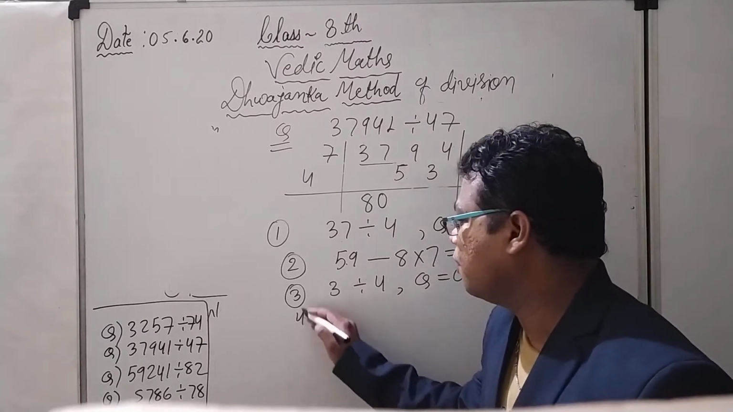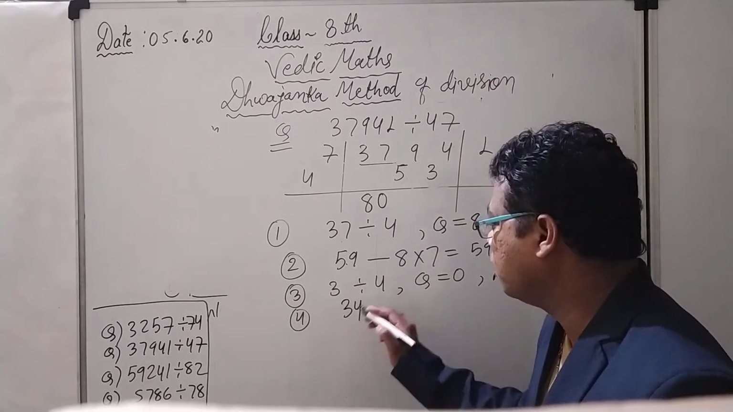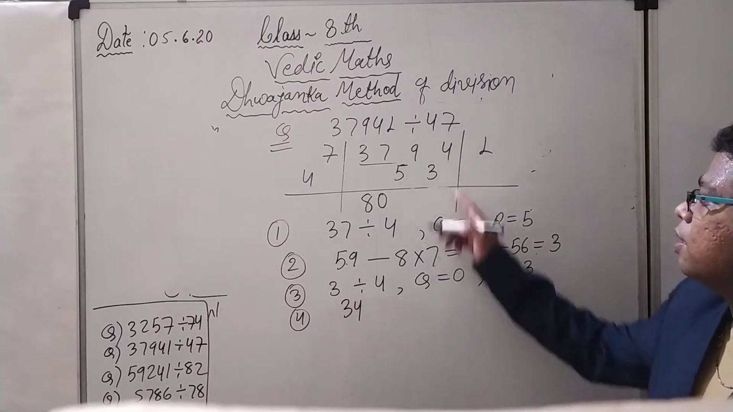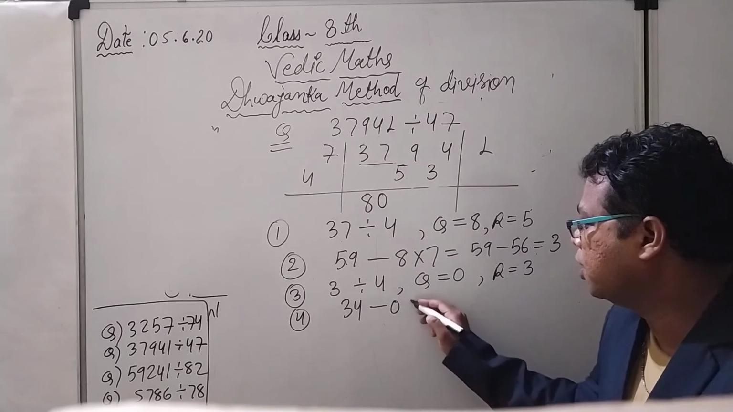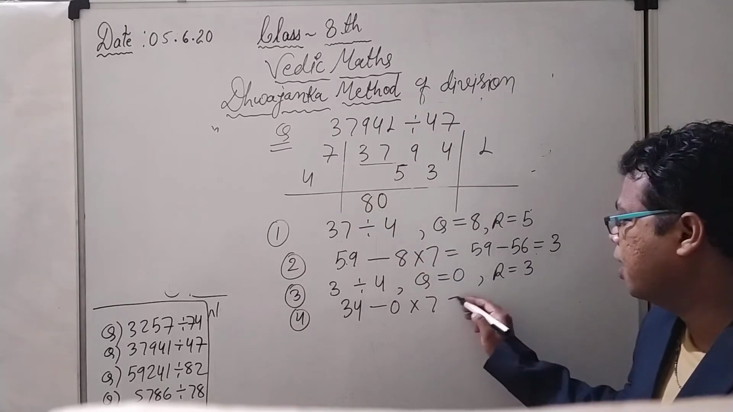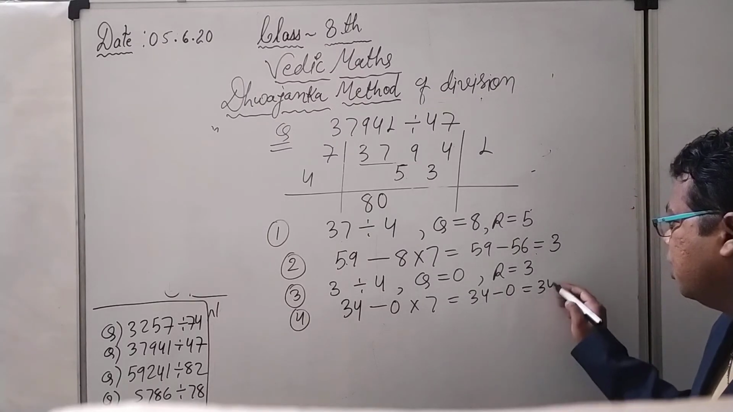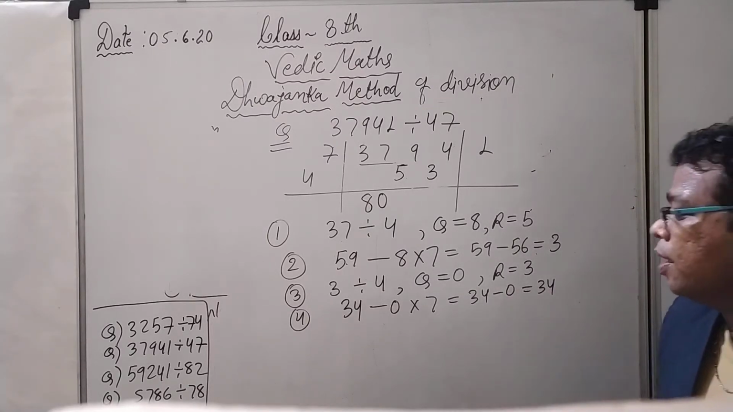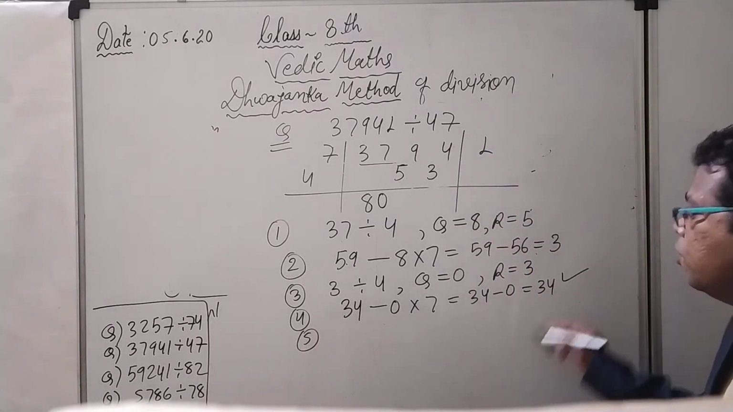And right now, in the fourth step, what I have to do is that 3 and 4 will become 34. Same thing I am doing here: 3 and 4, 34 minus quotient. What is the quotient? Q, multiplication with the flag digit, means 7, and again it is giving me 34 minus 0 is equal to 34. No problem.